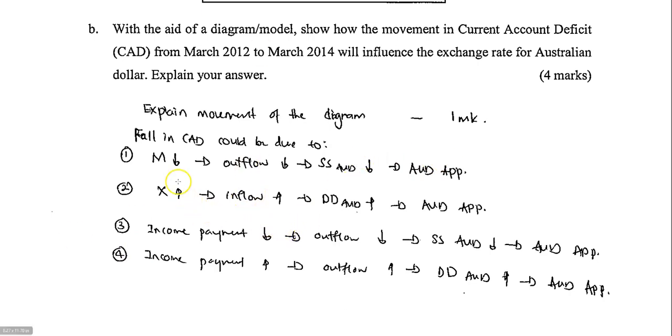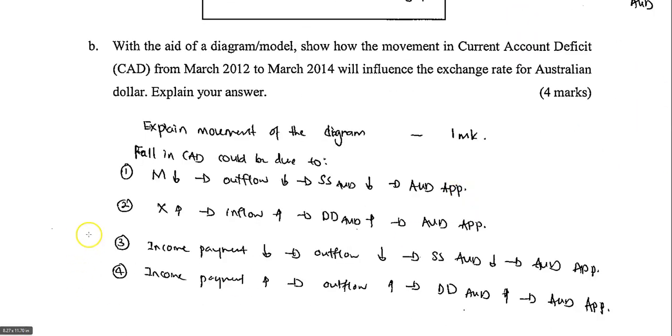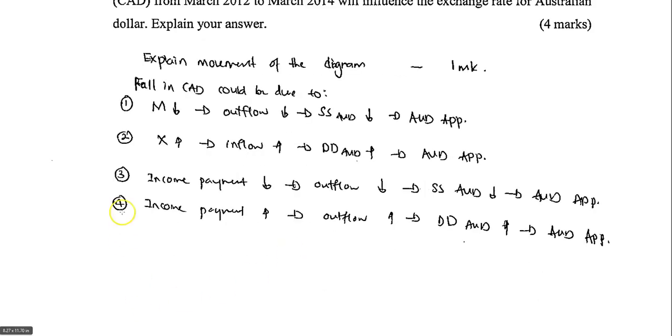Okay, so the first one I said, it could be because import decreases, so lesser outflow, lesser supply of AUD in the market, AUD appreciates. So this corresponds to this graph here. Then I could say that because export increases, trading partner has to pay me more, so more inflow. More inflow means more demand of AUD. More demand of AUD appreciates. So this corresponds to the first graph that I have got.